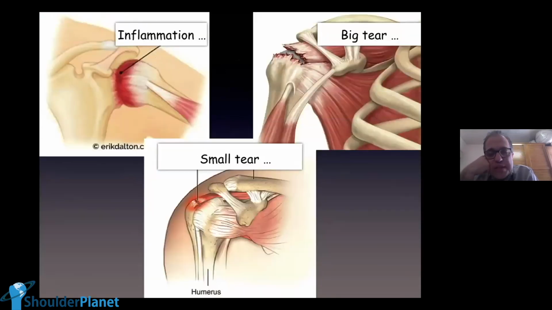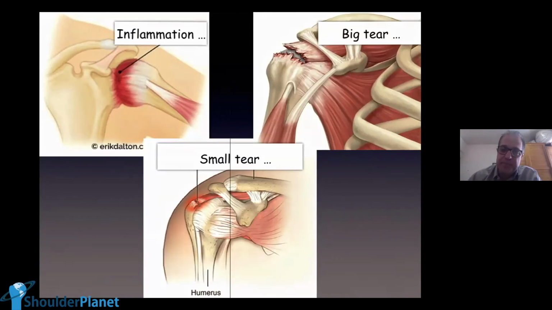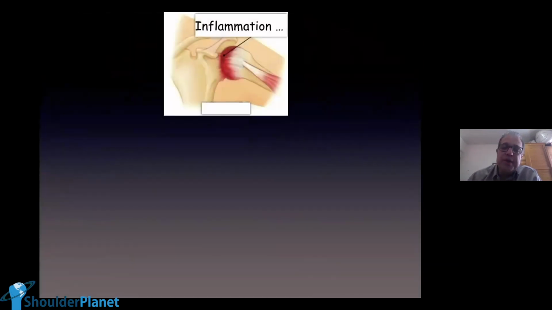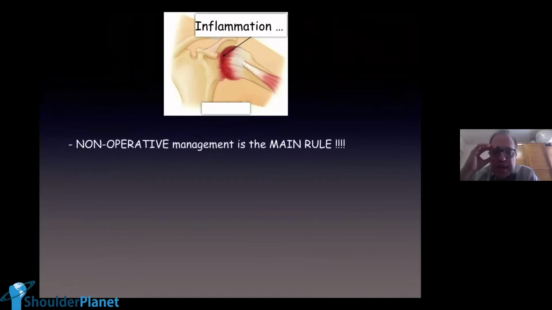How do we treat these cases? The answer is, well, it depends. If I have only inflammation, if I have a small tear, or if I have a big tear. Whenever I have only inflammation, the extreme majority of the cases will not need surgery. I repeat, non-operative management is the super rule. I do this for 16 years. Surgery is a super exception.